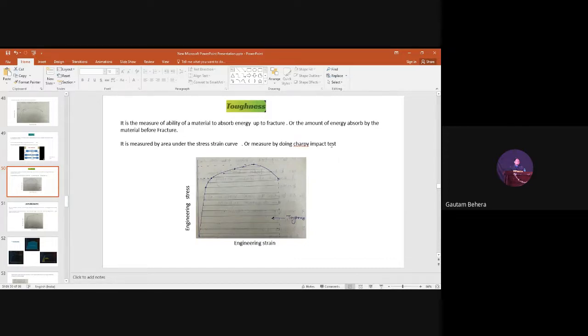And it is measured by the sharp impact test. Basically, the impact test is a different test from this engineering tensile test, right? But by doing a tensile test, you can also see the toughness value, how tough your material is.